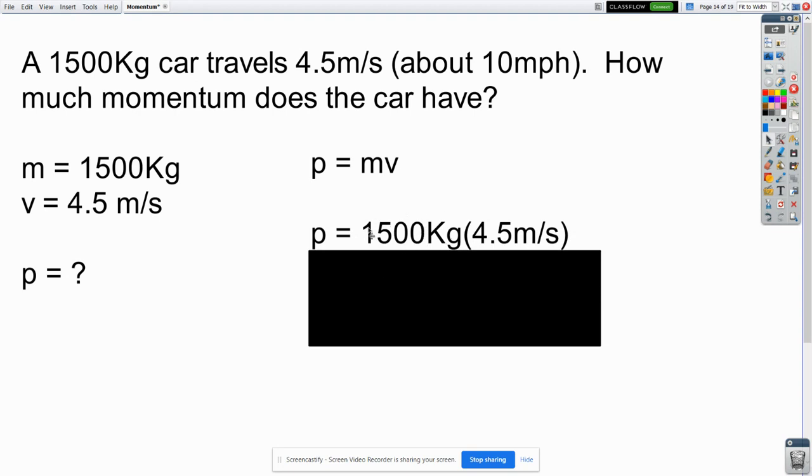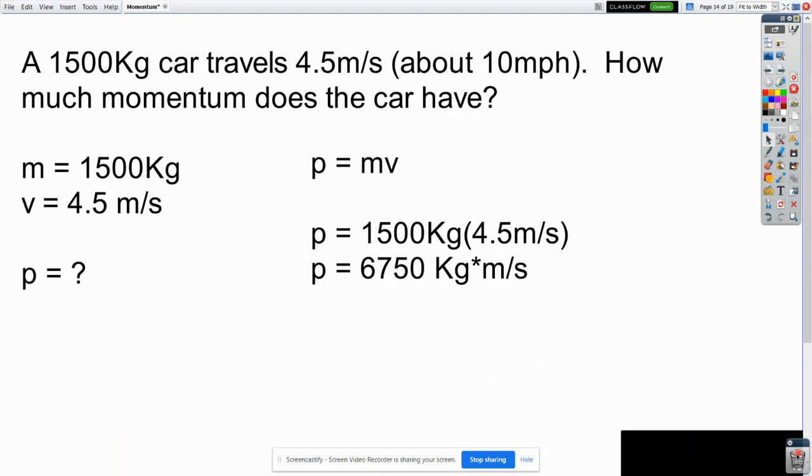Substitute in 1,500 kilograms is the mass, 4.5 meters per second is the velocity. 1,500 times 4.5 is 6,750. And again, the units just get combined together into one big mess, kilograms meters per second. Much, much larger momentum than either the rider or the bicycle had, even though they're moving at a much smaller velocity here because of that much, much larger mass. That much bigger mass gives the car much greater momentum.